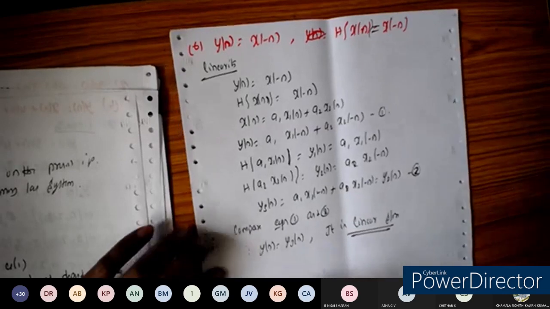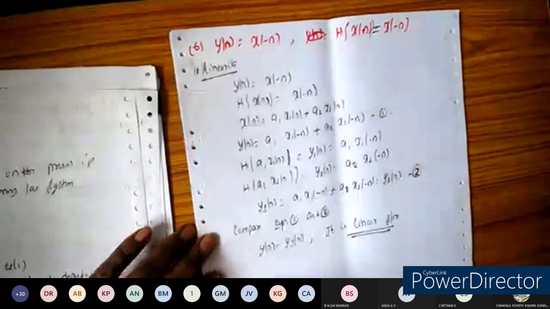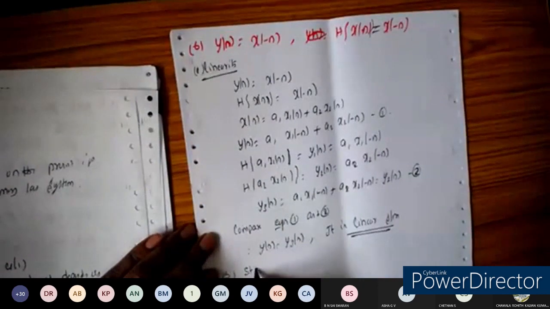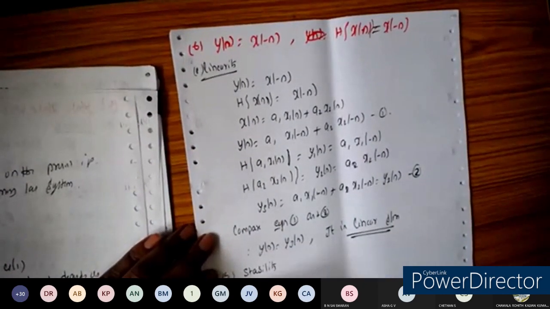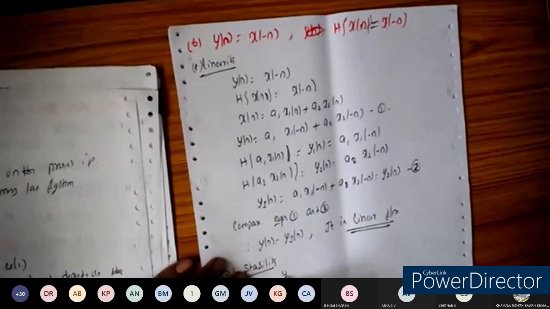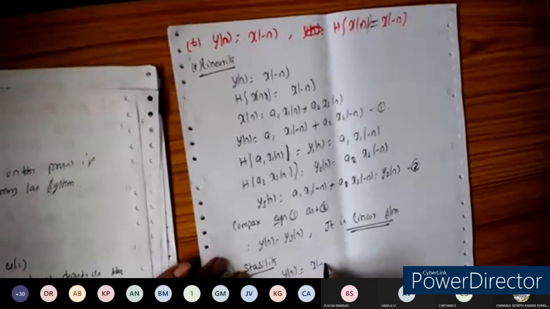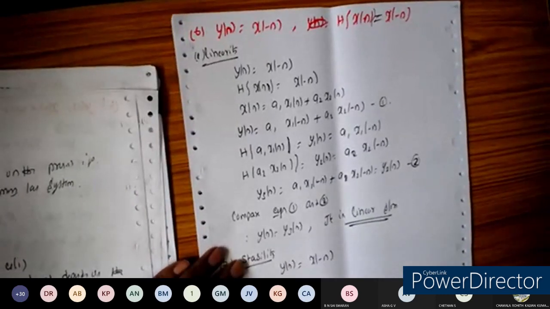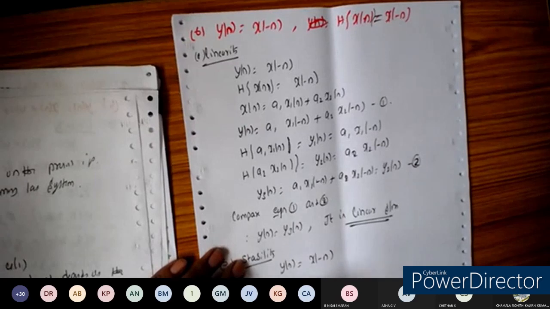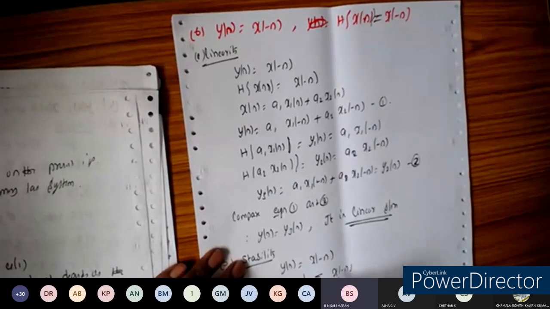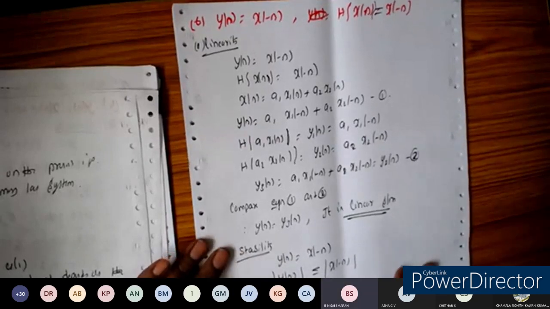Done, right? Next, let us verify the second property, which is called stability. If you have any doubts in any property, you can ask me. For stability, let us take the system equation y of n is equal to x of minus n. Let us consider the magnitude. The magnitude of y of n is less than or equal to x of minus n.